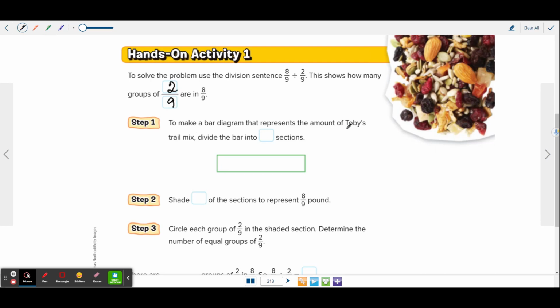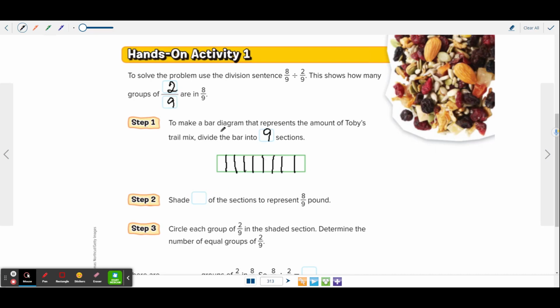So to make the bar diagram that represents the amount of Toby's trail mix, divide the bar into 9 sections because this is our denominator. So we're cutting it into 9 sections, and I am not very good at this. So 1, 2, 3, 4, 5, 6, 7, 8, 9. Well, that's not too bad.